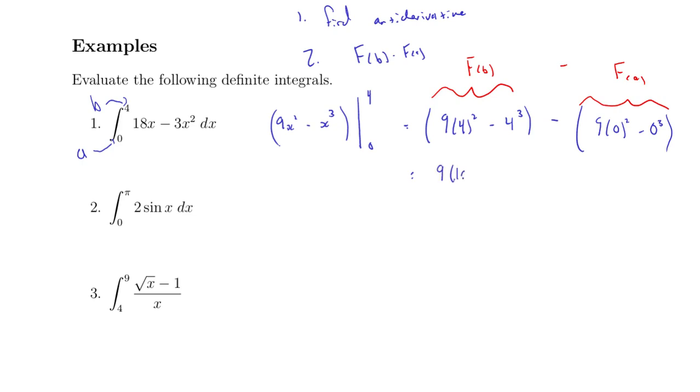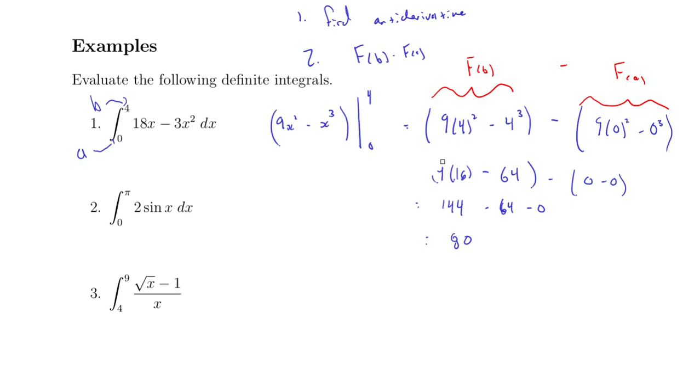And we just have to do some arithmetic. This is 9 times 16 minus 64 minus 0 minus 0, which is kind of nice. Let's see, 9 times 16 is 144, I think. Right? 10 times 16 would be 160, so 9 times 16 is 160 minus 16. Minus 64 minus 0, so I've got 144 minus 64. That's 80. Cool. So our area under the curve here is 80.